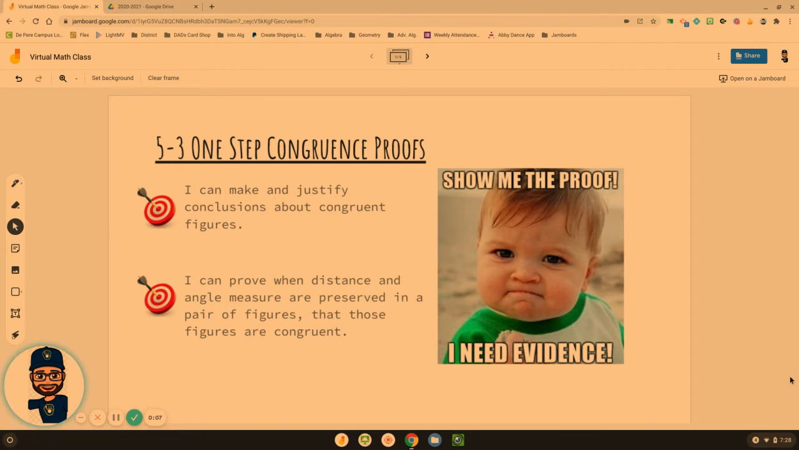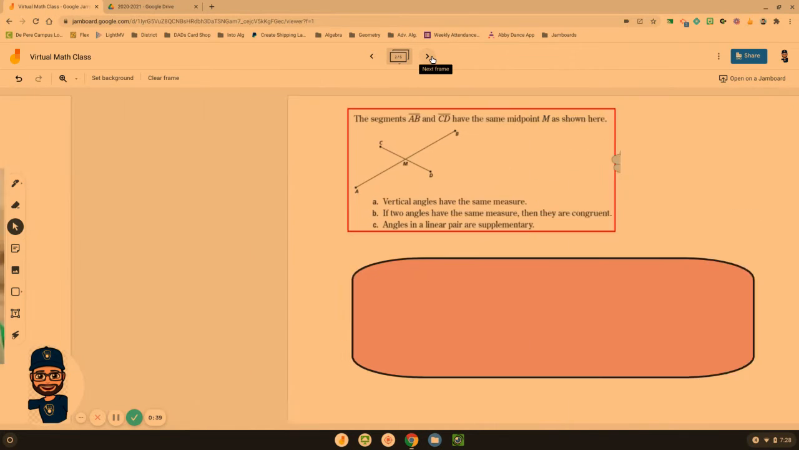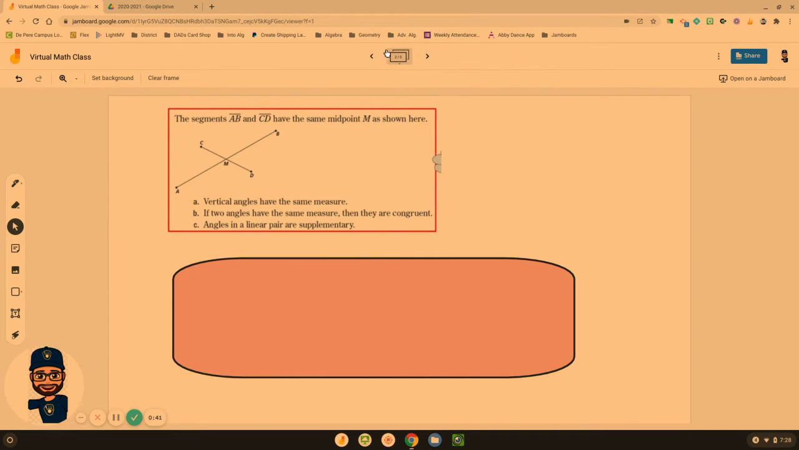Today, lesson 5-3, one-step congruence proofs. So we're really going to be looking at proofs, looking at the evidence that allows us to say one thing is true because of what we might be given. So the goals are really to make and justify conclusions about congruent figures and prove when distance and angle measure are preserved in a pair of figures when they're congruent. And so it's really knowing a lot more about our theorems, proofs, definitions. Okay. So here's what the first example kind of looks like.